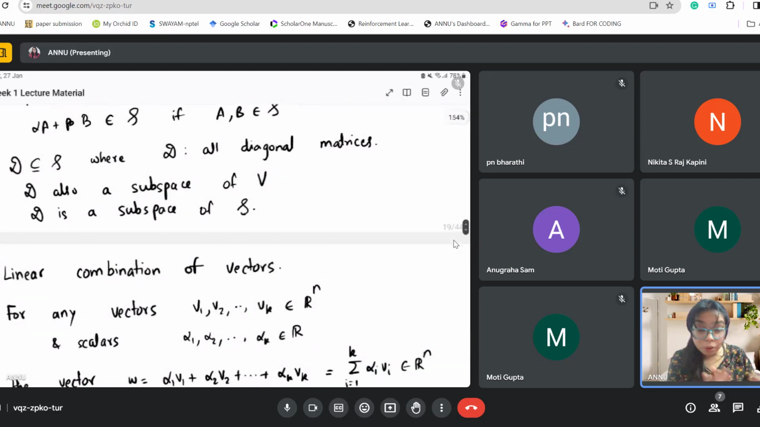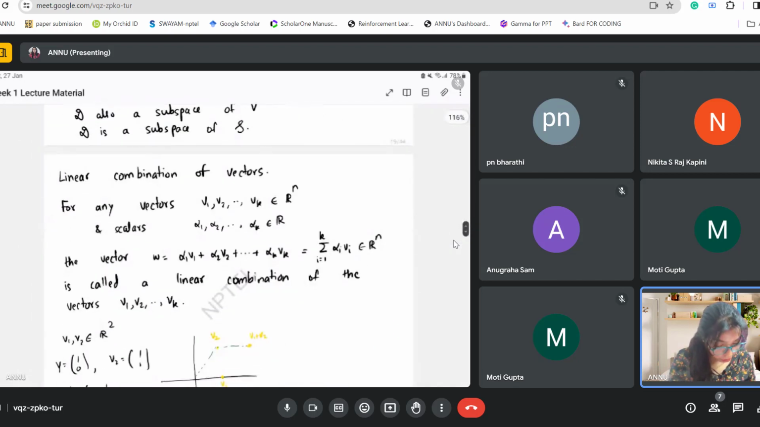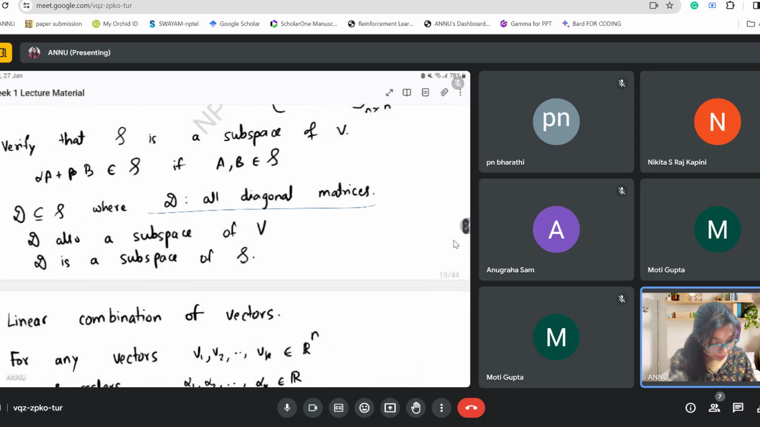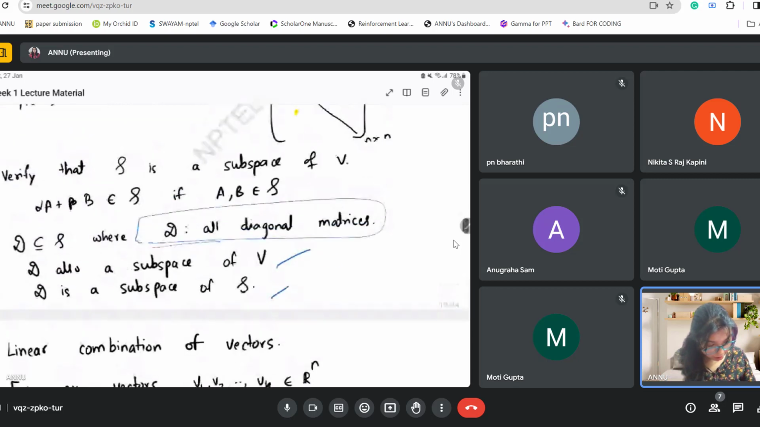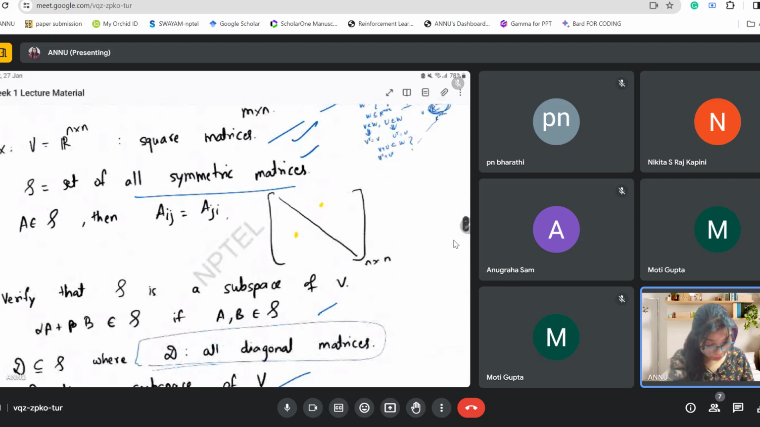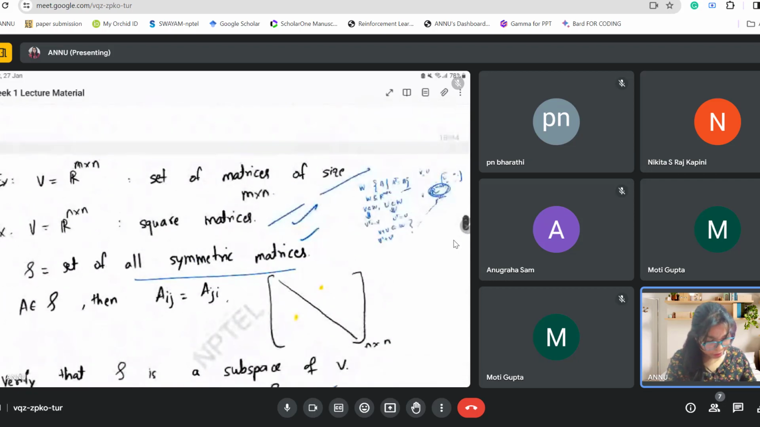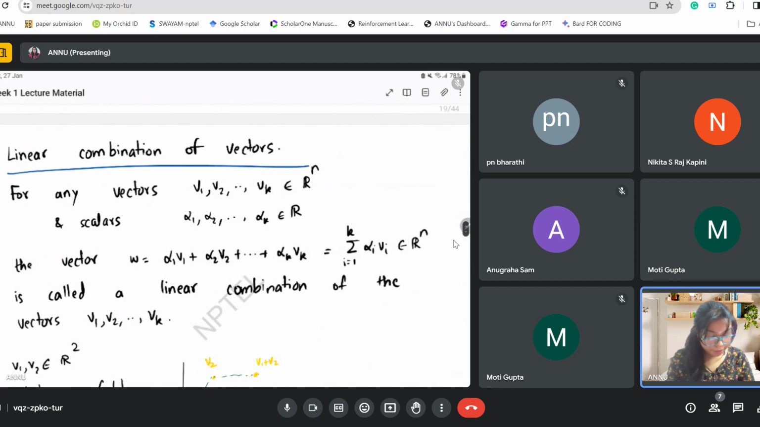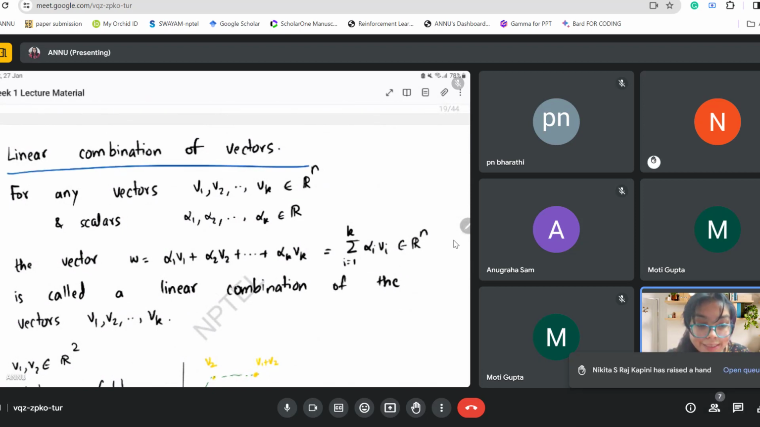So now we will close here subspace, vector space and all. We will move to the linear combination of vectors. Also, one of the things: diagonal matrix is also a subspace, and anti-symmetric matrix is also a subspace. Anti-symmetric matrix also follows these things, right? Okay, what is linear combination of vectors? Now I will tell you one very important property, which is linear independence.